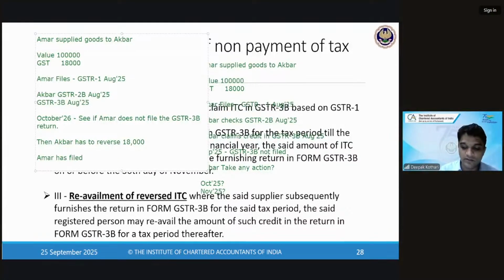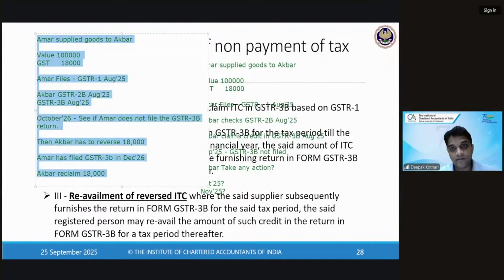Amar has filed his GSTR 3B in December of 26. Then what will Akbar do? Akbar will reclaim, how much amount? This 18,000 rupees he will reclaim. Clear now? Avail it. Check whether the supplier has filed the return. If not filed, reverse it by October of the next year, then reclaim whenever he files it.